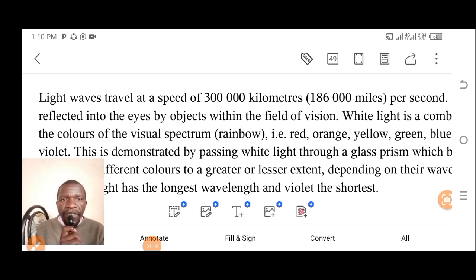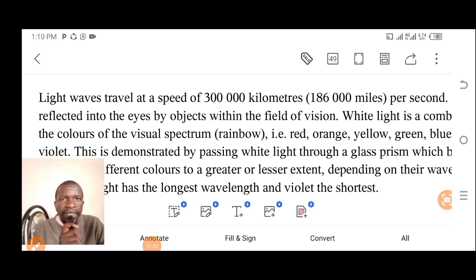So the first thing that happens for you to see an object which is within the field of vision, for you to see anything that is in front of you right now, probably there's a tin, probably there's a cup, probably there's a plate, or maybe there's just something that you are seeing right now. For you to be able to see that thing, the first process that happens, this whole process uses light.